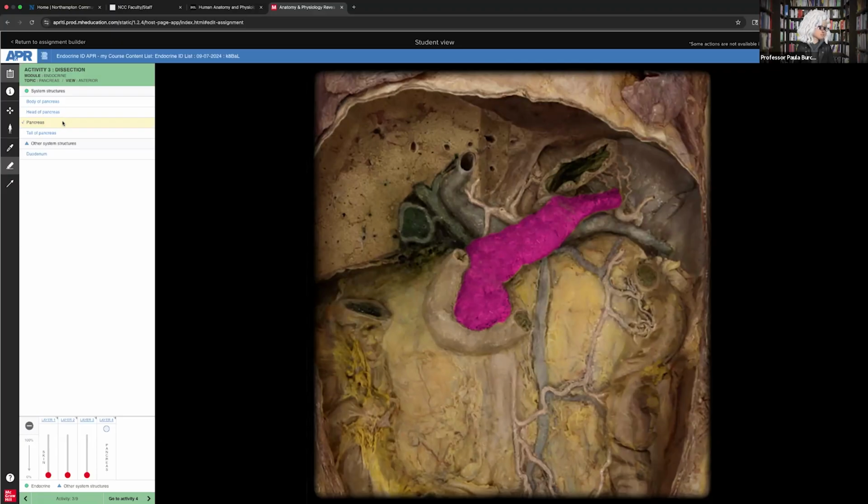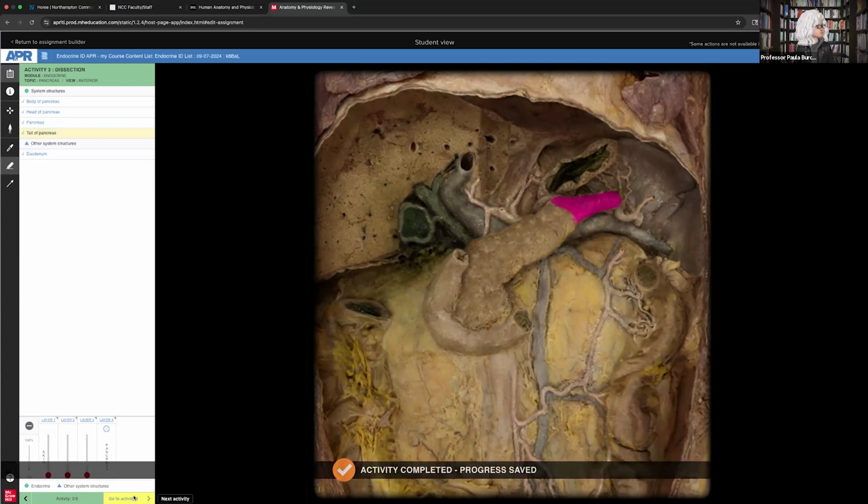It is shaped like a tadpole, and it will have a head. Surrounding the head is the duodenum. Again, you will not be responsible for identifying the duodenum in this endocrine quiz. This is the body of the pancreas, and then we will have the tail of the pancreas.